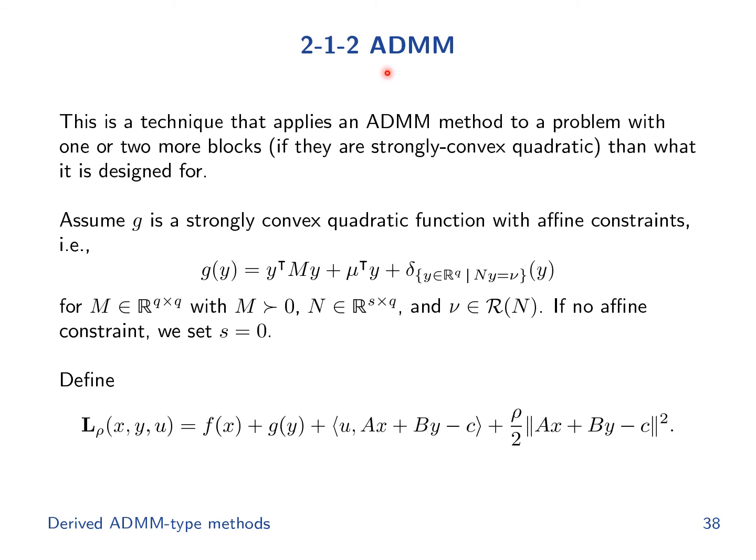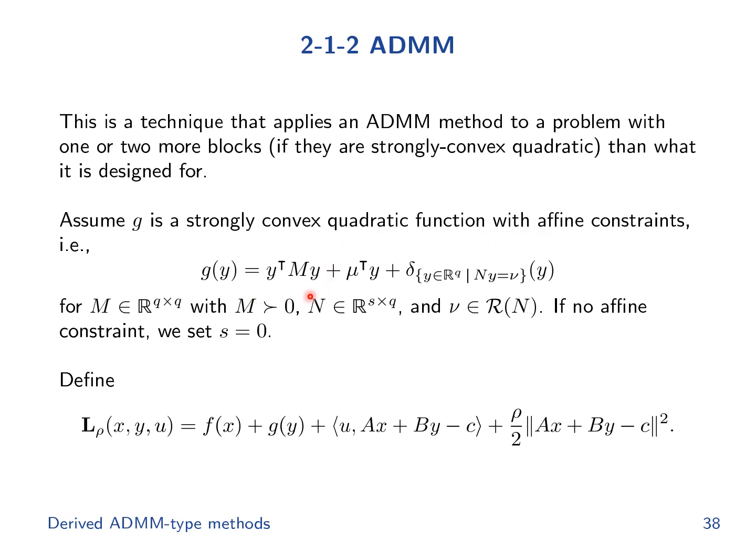2-1-2 ADMM is a technique that increases the number of blocks that an ADMM method can be applied to, assuming the additional blocks are strongly convex quadratic blocks. Consider a two-block ADMM type of problem where we have f of x plus g of y, and assume that the g function is a strongly convex quadratic function with optional affine constraints.